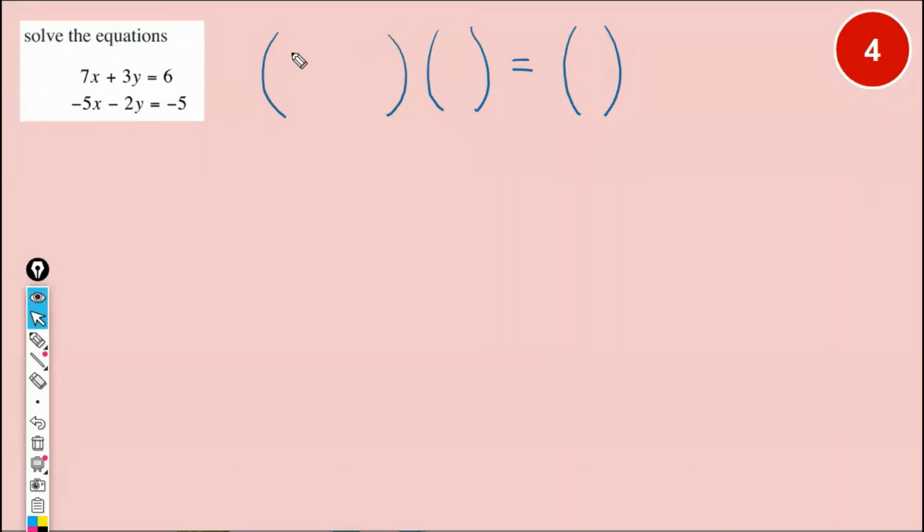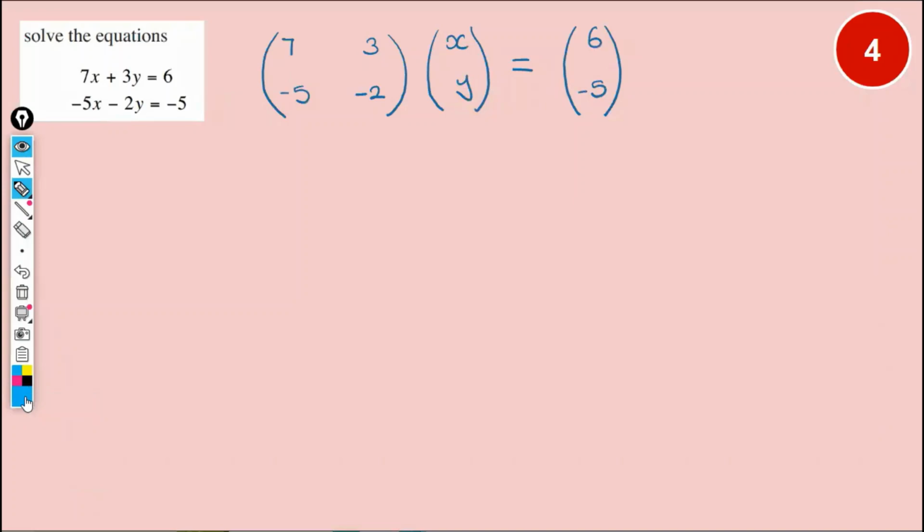So we have 7 here, minus 5 here, 3 and minus 2. Remember this value is minus 2. The x comes before the y, so the x goes on top, the y goes underneath, 6 and minus 5. You're supposed to take the matrix and throw it across on the other side. So this matrix here, throw it across on the other side. But I think the arrow is in the wrong place.